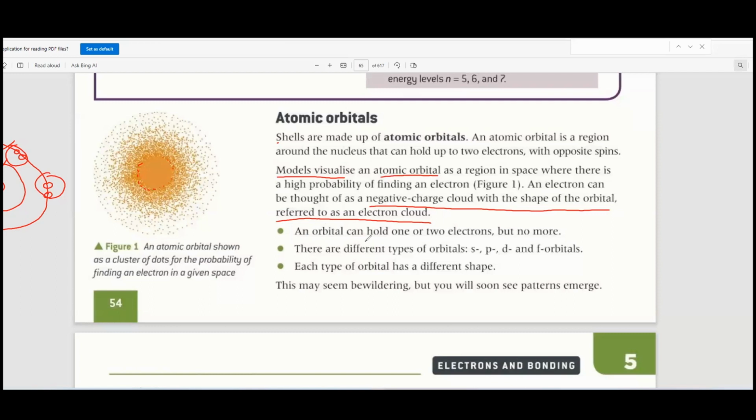An orbital can hold one or two electrons, but no more. There is an option of one as well, for example in nitrogen. It has two electrons in the inner quantum shell, and in the second shell I think it has five electrons. So one of them is alone; it is not in an orbital that has two electrons. So an orbital can also have one electron.